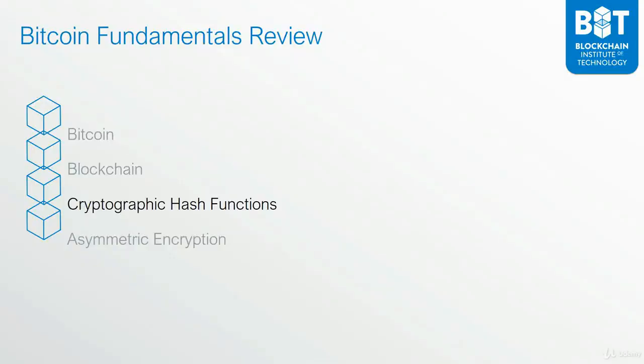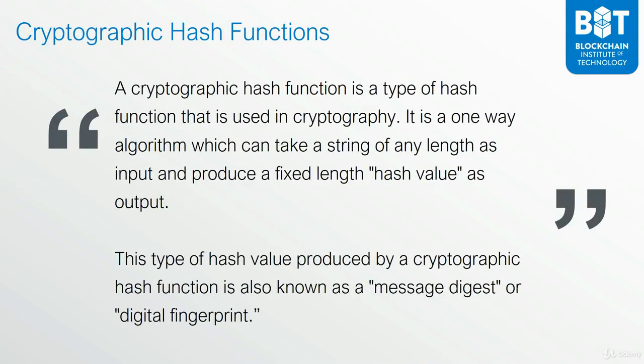Let us review now what a cryptographic hash function is. A cryptographic hash function is a type of hash function that is used in cryptography. It is a one-way algorithm which can take a string of any length as input and produce a fixed length hash value as output. This type of hash value produced by a cryptographic hash function is also known as a message digest or digital fingerprint.